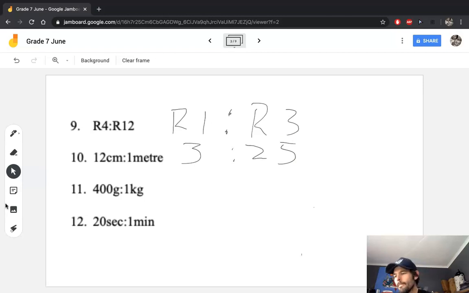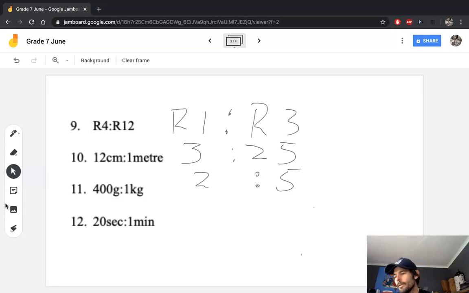In question 11, I'm going to convert both of them to grams. So 400 is to 1,000 grams. Okay, I can see straight away that both numbers are divisible by 100. That's my simplified ratio, 4:10. And then I can simplify again. They're both even, so they can both be divided by 2. So my simplified ratio there is 2:5. So for every 2 grams from the 400 grams, I would need 5 grams from the 1000 grams or 1 kilogram.